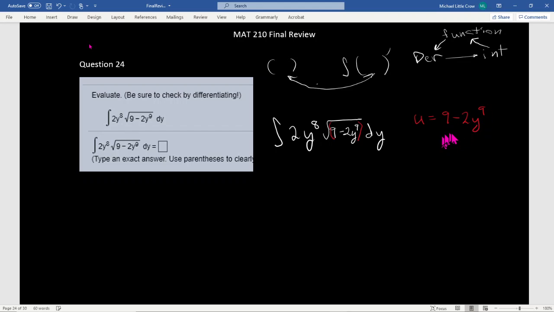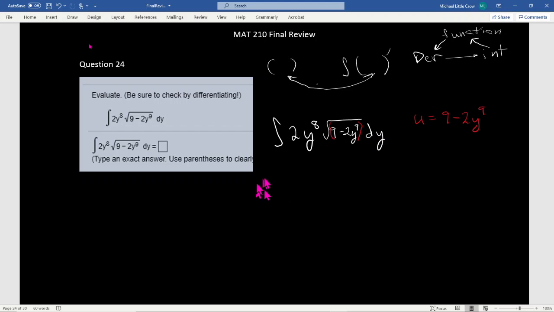And I remember learning all of this. My biggest problem was choosing the wrong thing for u. I might try the whole square root thing or something, or maybe I'd make it 2y to the 8th, but that's the wrong thing to choose, because it's not going to help. You take its derivative, it's going to be 7, and there's no y to the 7th.